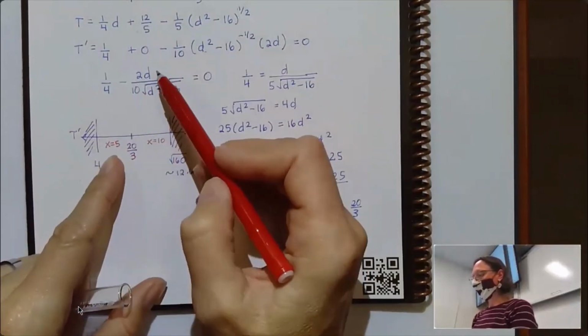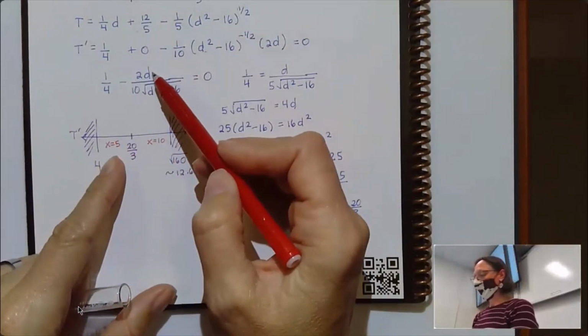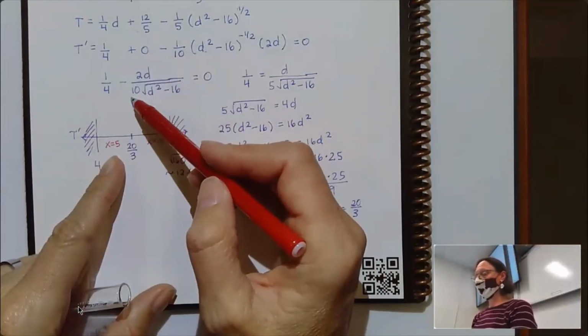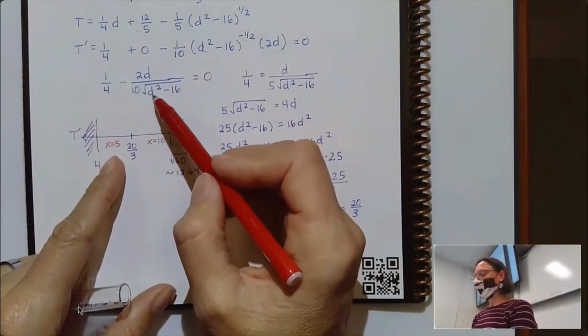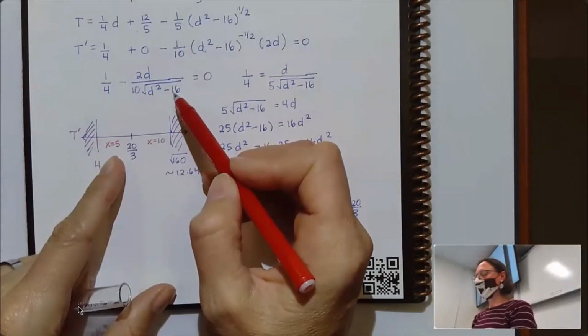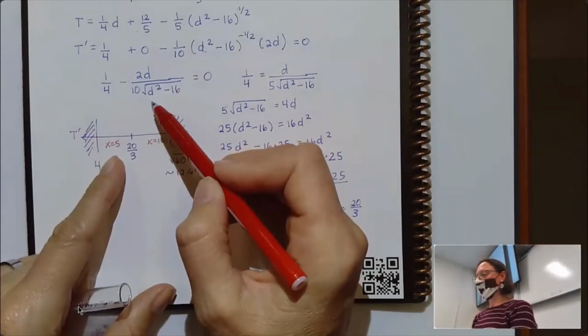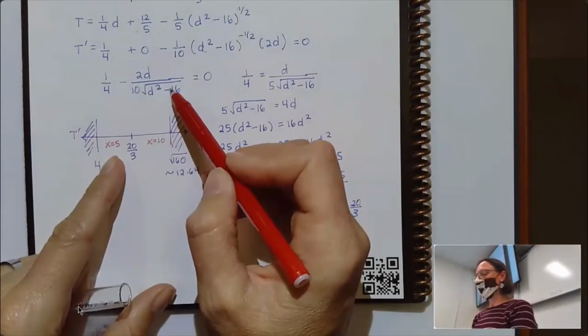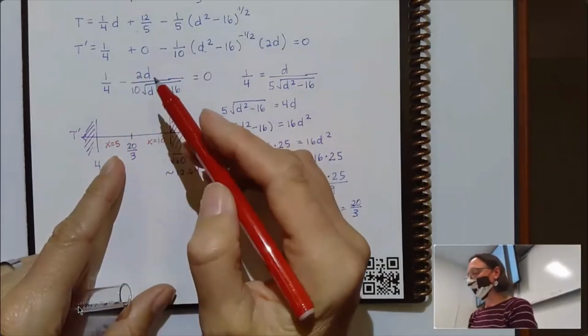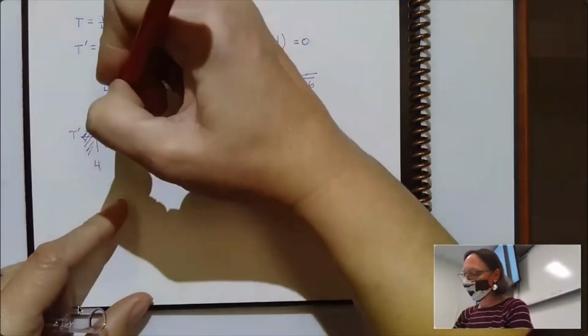So if I plug in 5, I'd have a 10 on top and a 10 on the bottom. So those would cancel out. 5 squared is 25. 25 minus 16 is 9. So I'd have 1/4 minus 1/3. That's negative. We're going down.